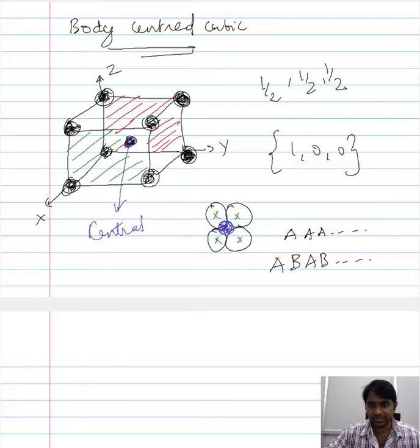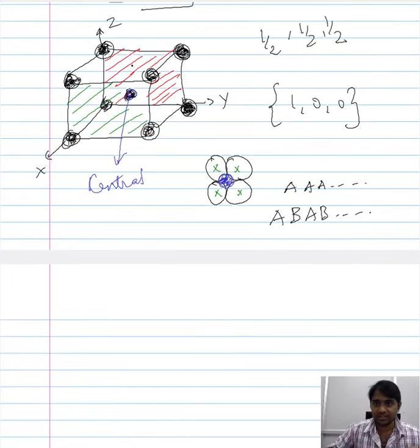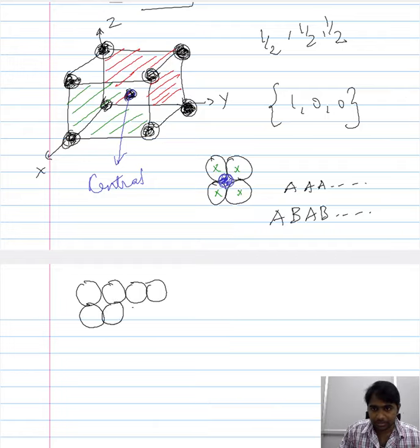So if you extend it beyond the unit cell, then your arrangement would be something like this. This would be your red plane atoms, and in these pockets you will be having your central atoms.